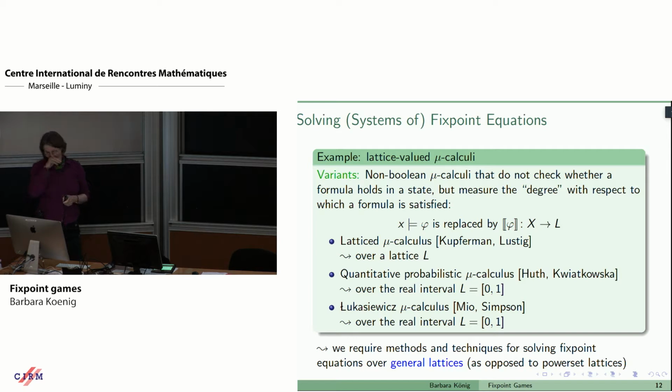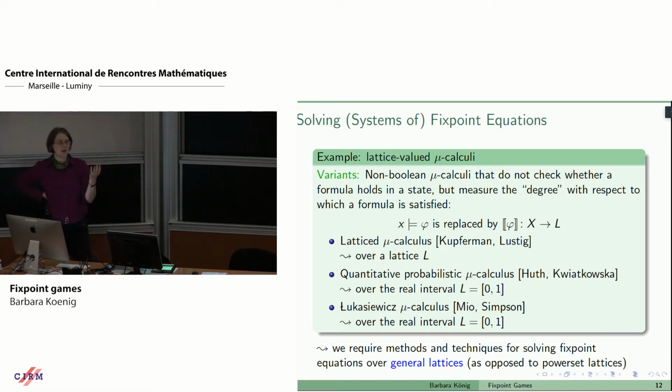Okay, so now, this is all if you take the powerset lattice of states. But one is also interested in taking other lattices. In particular, when it comes to mu-calculus model checking, what about lattice-valued mu-calculi? Instead of saying that a state satisfies a formula, you rather say your formula is a mapping from X to some set L, where L could be, for instance, an interval in the reals. And then this tells you to what degree the formula is satisfied.